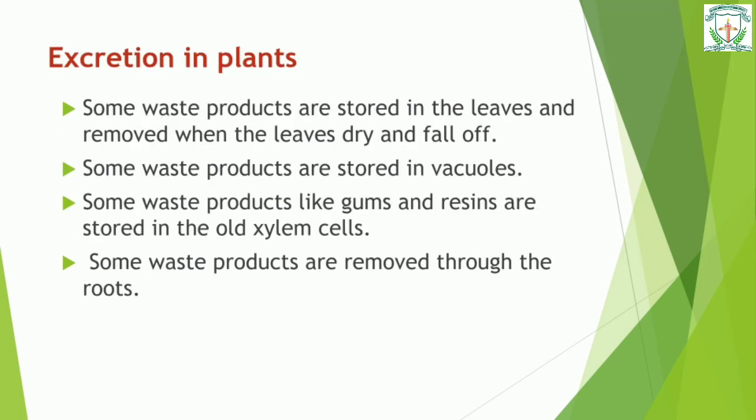Some waste products are stored in the leaves and removed when the leaves dry and fall off. Also some waste products are stored in vacuoles. Some waste products like gums and resins are stored in the old xylem cells. Some waste products are removed through the roots.